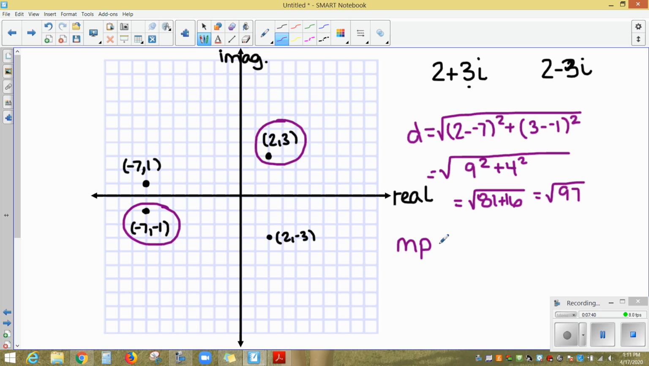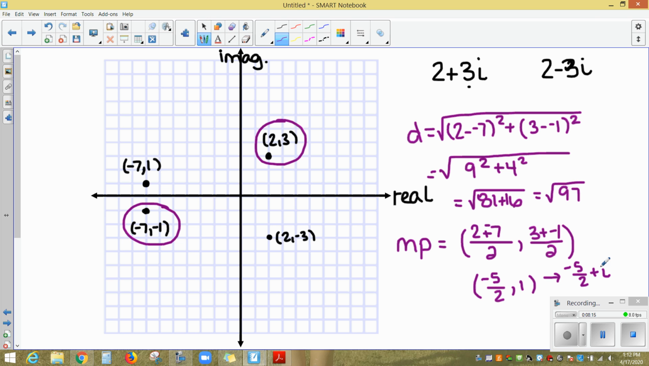If we want the midpoint of the line segment, the midpoint formula is we add up the x components of those vectors, plus a negative 7, so I'm adding, and divide by 2. We add up the y components, or the imaginary components, sorry, and divide by 2. So the midpoint is (negative 5/2, 1), which corresponds to the complex number negative 5/2 plus 1i, or in vector form, (negative 5/2, 1).